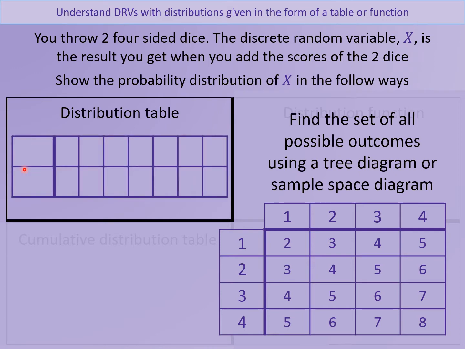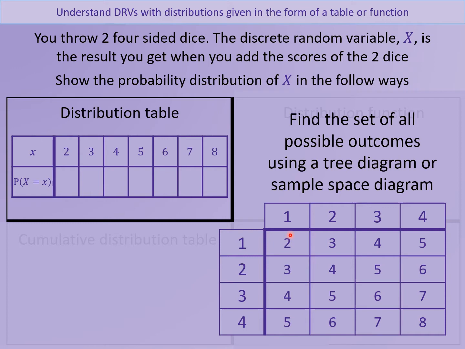So a distribution table would have the x values across the top. These are all the different values that x can take, remembering that x is the sum of the two scores. So from this diagram we can see that x could be 2, 3, 4, 5, 6, 7 or 8. We then write the probability of x taking each of those values underneath. So the probability that X equals x. Notice we've used a capital X for the discrete random variable and then a lowercase x for each of the different values that x could take.